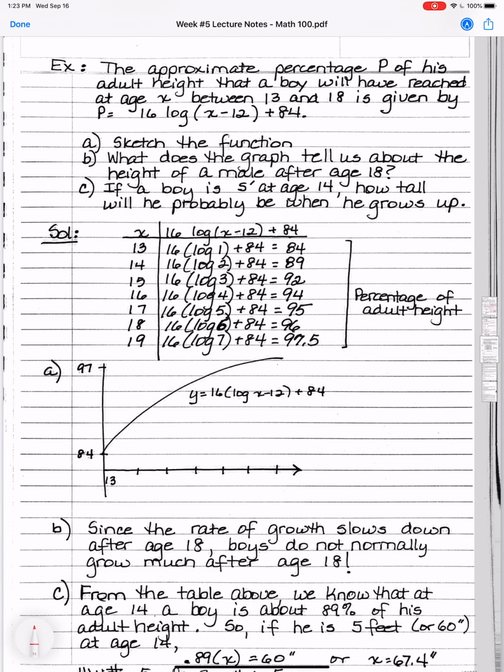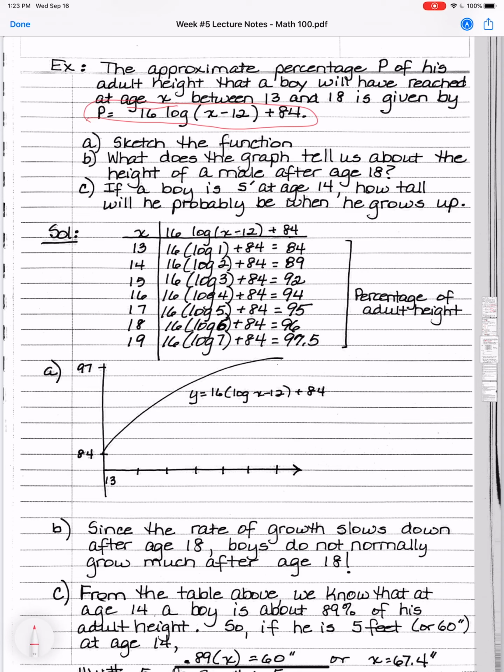Let's use it in an example. The approximate percentage P of his adult height that a boy will have reached at age x between 13 and 18 is given by this function. P is 16 times log of (x minus 12) plus 84.